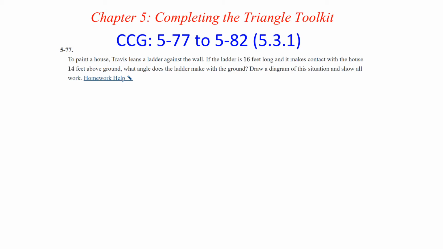Question 77. To paint a house, Travis leans a ladder against the wall. If the ladder is 12 feet long and it makes contact with the house 14 feet above the ground, what angle does the ladder make with the ground? Draw a diagram of this situation and show all the work.